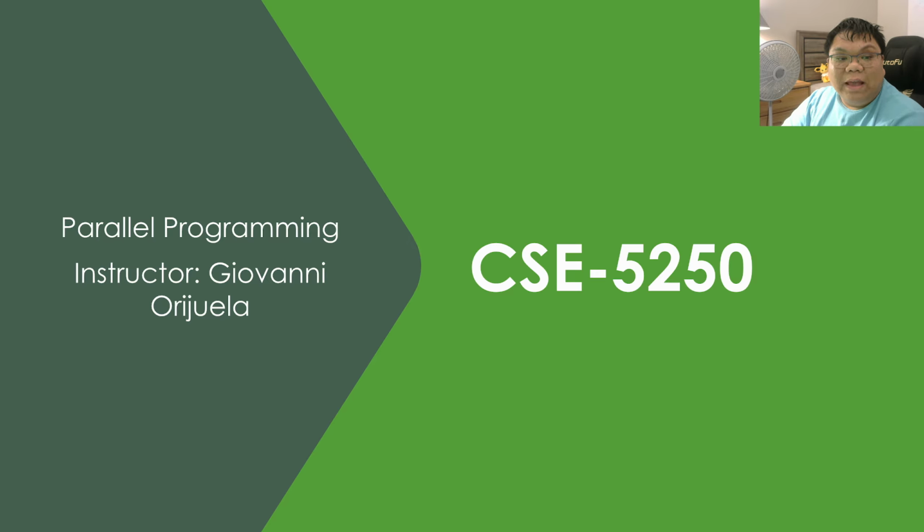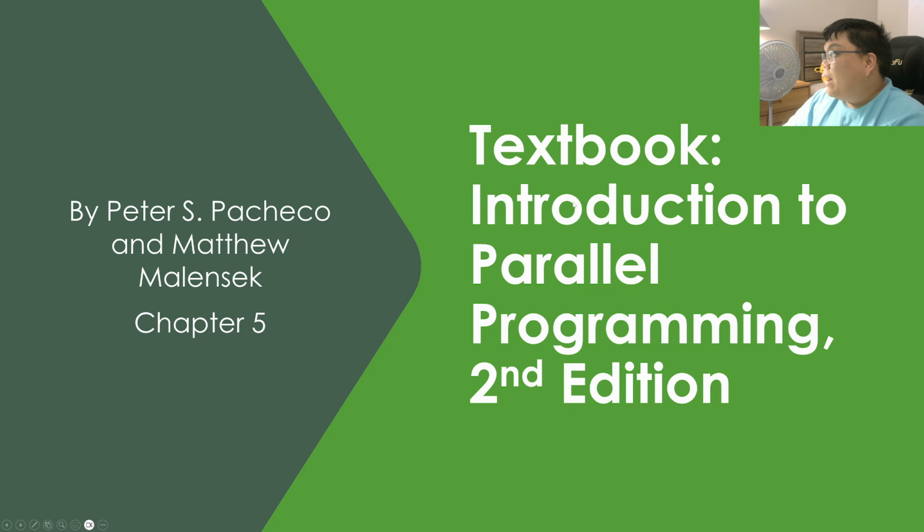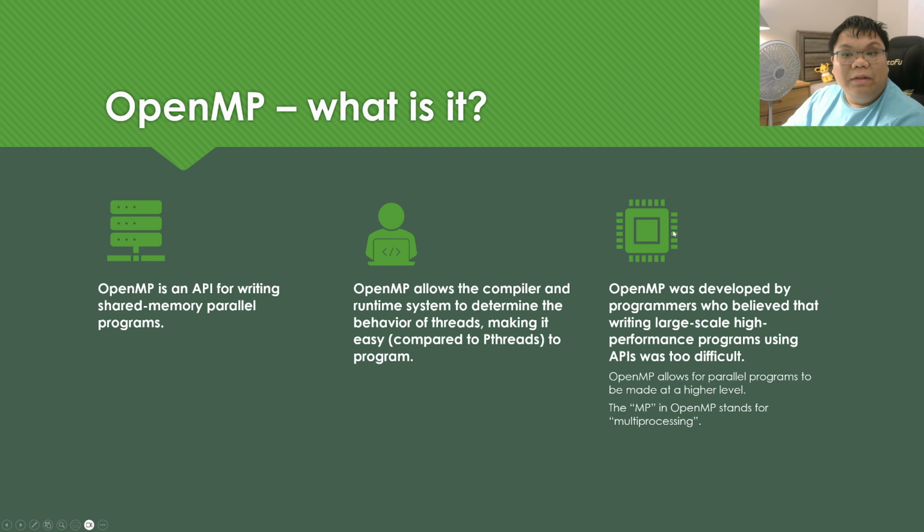So now let's begin with looking at chapter 5, that is OpenMP. OpenMP is yet another API that we can use to write parallel programs, specifically shared memory parallel programs. OpenMP allows the compiler and runtime system to determine the behavior of threads, and it makes it easier to work with. It's easier to work with compared to, say, pthreads.